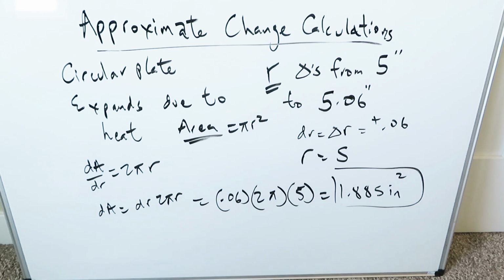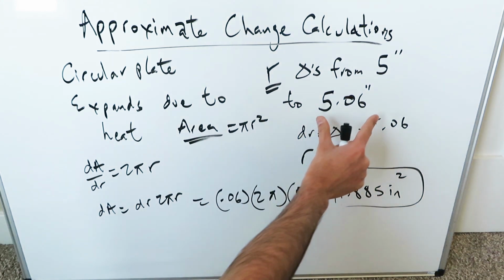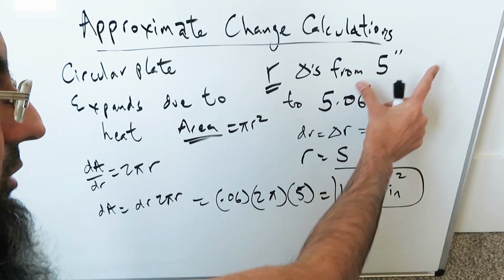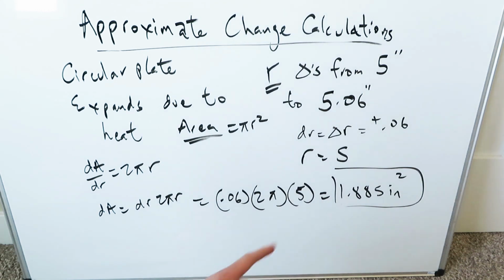If you were to do an actual change, you can just run this value into the area formula, run this into the area formula, do the difference, and you'll get your actual change, but the approximate change will be very close to that.